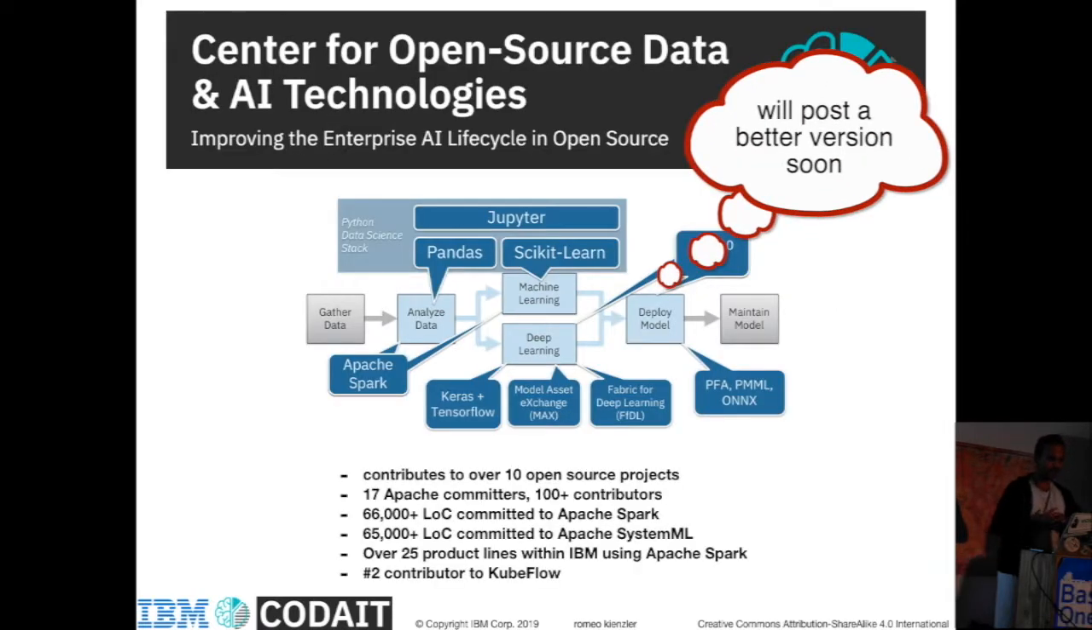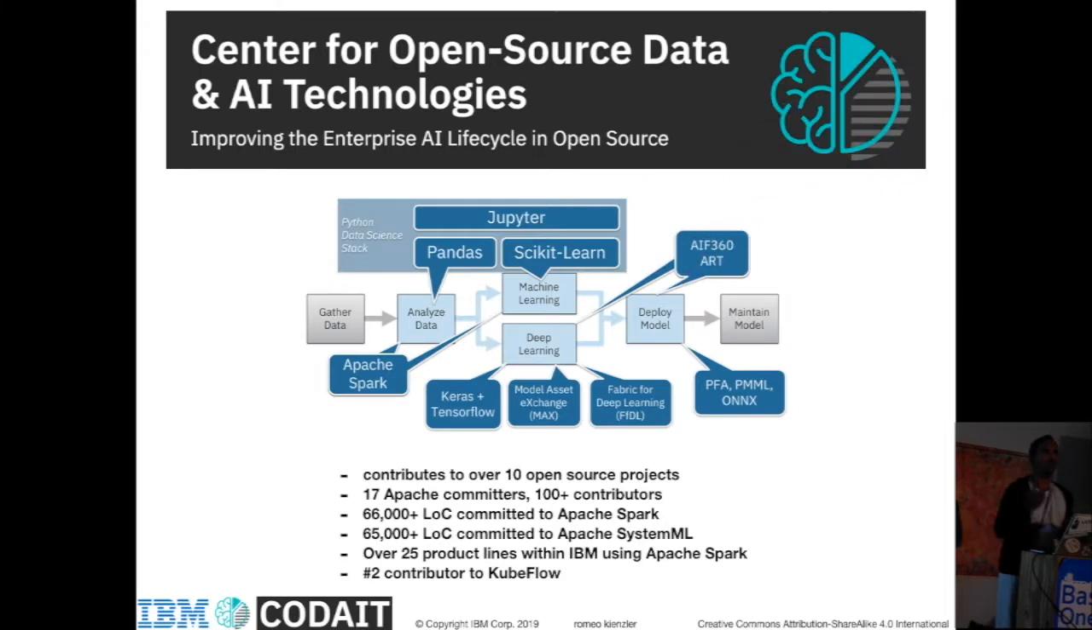So, first of all, let me introduce myself. I work for the IBM Center for Open Source Data and AI Technologies in San Francisco. We have two remote workers, one is in Switzerland, that's me, and one is in South Africa. We are currently contributing to 10 open source projects, and we have 7 Apache contributors and more than 100 contributors. And you see here we are active contributors to Apache Spark.